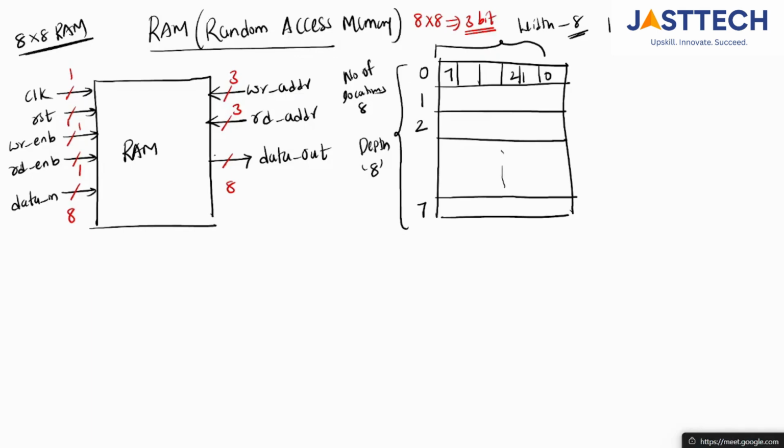One byte is equal to how many bits? 8 bits. Okay, you know this. One nibble is equal to how many bits? 4 bits. And half word is equal to what? Half word is equal to 16 bits, and one word is equal to 32 bits.